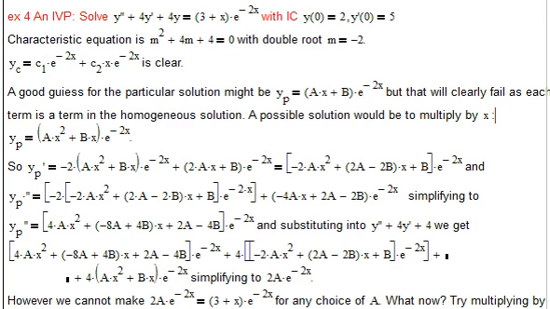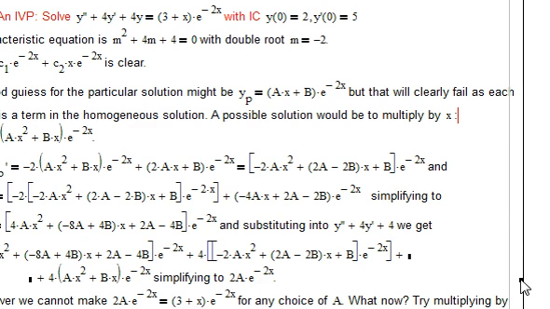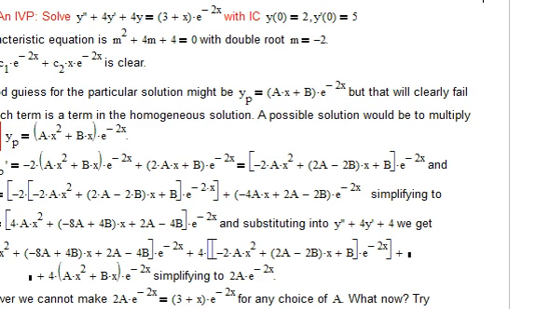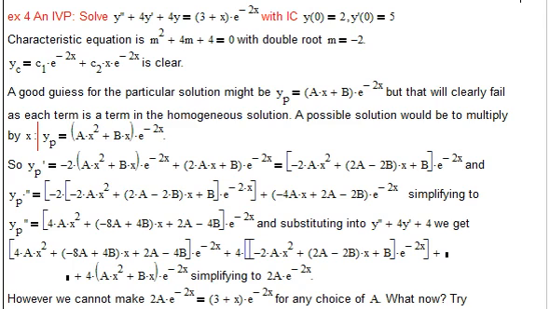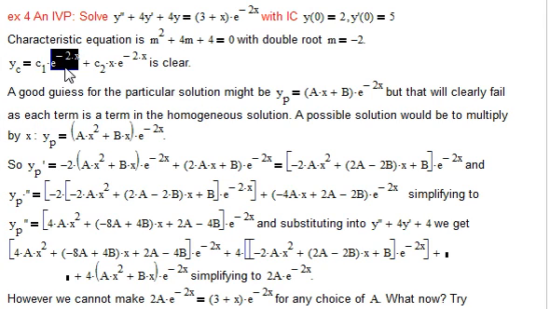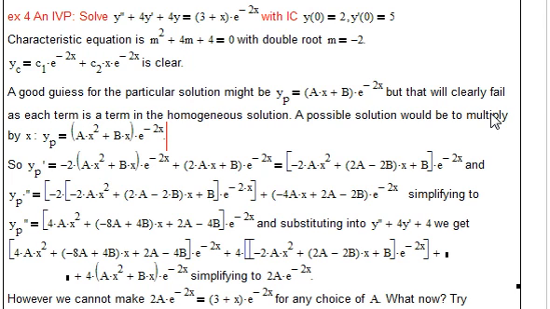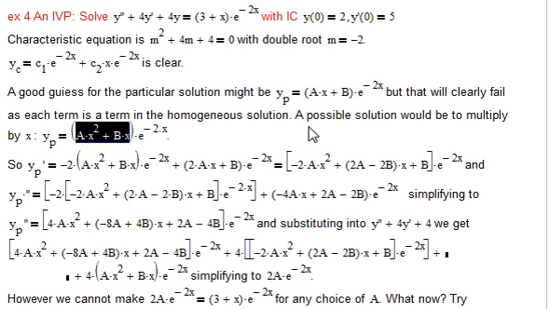But that is doomed to fail. I don't know if you see why that would be doomed to fail. Well, because each term is a term in the homogeneous solution. See, there's a constant times e to the negative 2x, and here's a constant times x times e to the negative 2x, so that won't work. So one possible solution would be to multiply by x. And that seems like it should work.